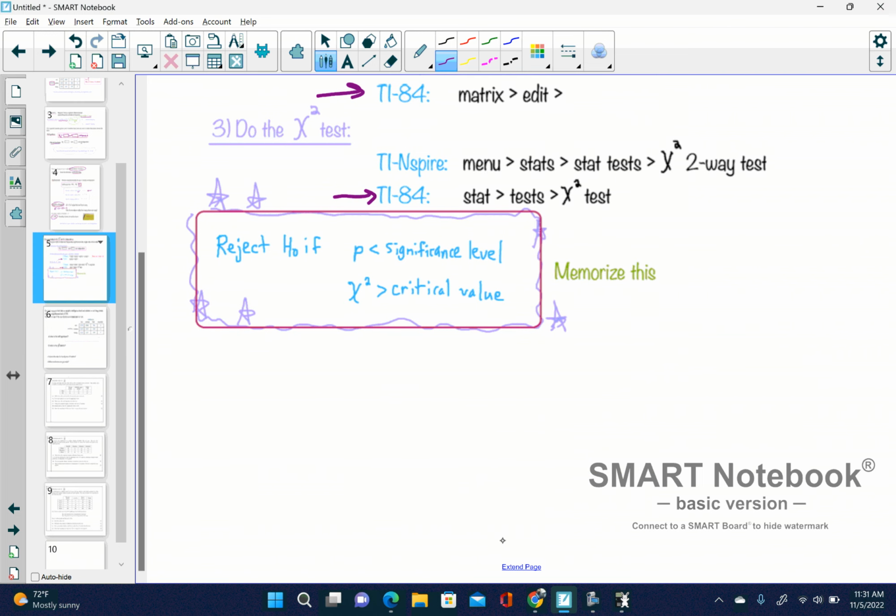So let me just move this up. If the p-value, which the calculator is going to give you, is less than the significance level, which again is typically given on the exam, then you are going to reject the null hypothesis. One more time, if the p-value is less than the significance value, you're going to reject the null. Also, if the chi-squared is greater than the critical value, you are also going to reject the null. So there are two cases.